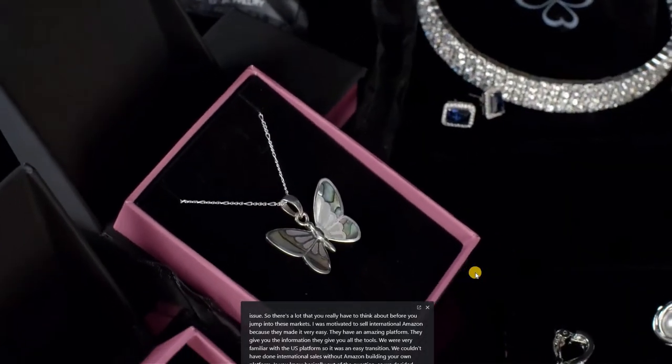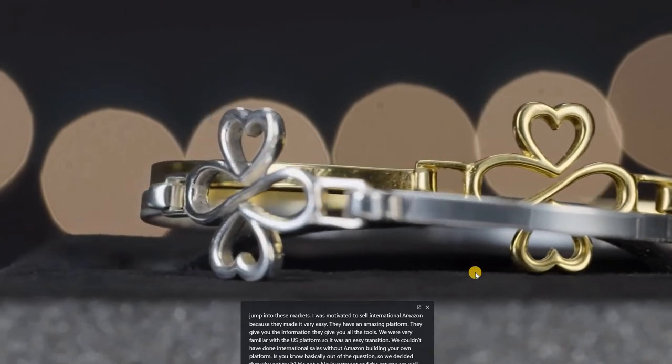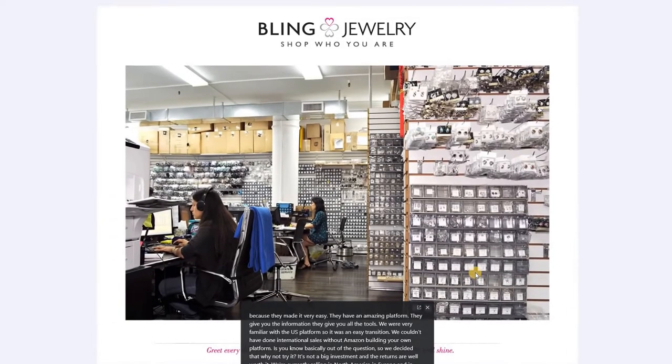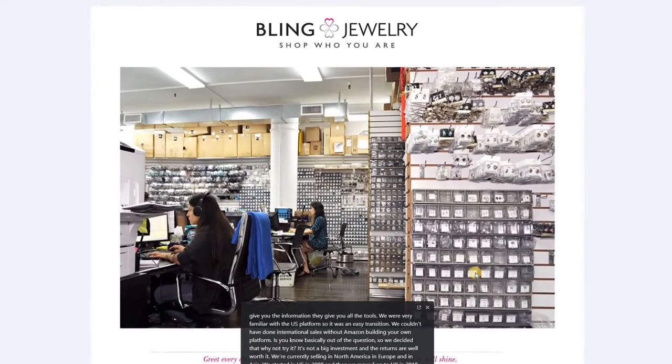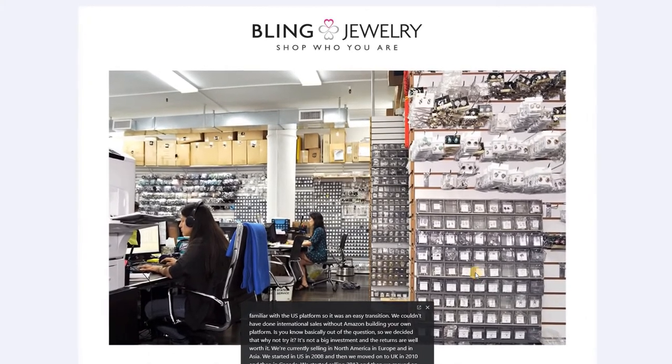We're currently selling in North America, in Europe, and in Asia. Well, we started in the US in 2008, and then we moved on to the UK in 2010. And then in Canada, we started selling in 2013. And then we moved on to the rest of Europe in 2014, along with Japan. In 2016, we expanded into China and Mexico, and in 2017, we're hoping to sell in India.